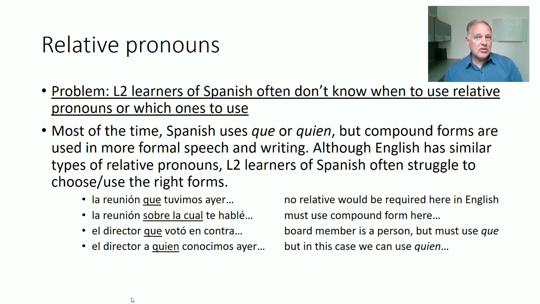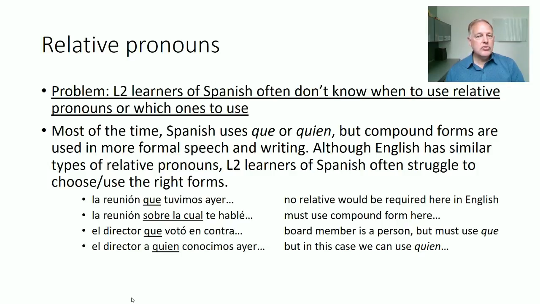Or with a person, right? Oh, with a person you should always use quien, right? Wrong, right? El director que votó en contra, the board member who voted against. Here we're using que, and in fact it has to be que.